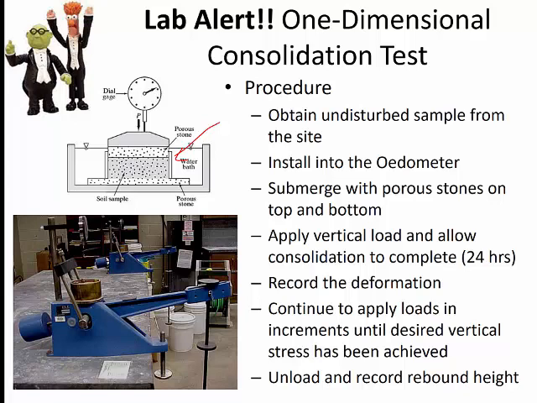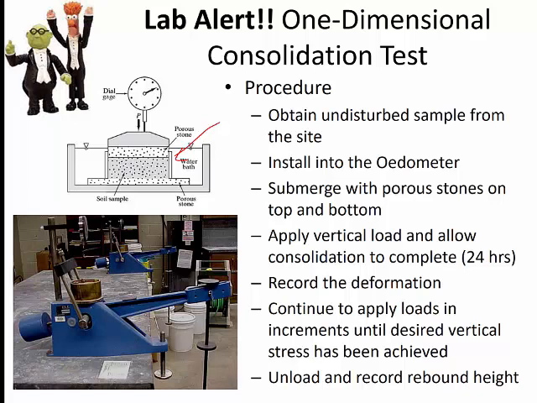You submerge the soil sample. Typically these samples are underneath the groundwater table, so it needs to be submerged. And you have a porous stone at the top and bottom of the sample to allow water to pass through the soil, but the soil particles to remain intact. And sometimes you will apply filter paper as well, depending on the type of soil.